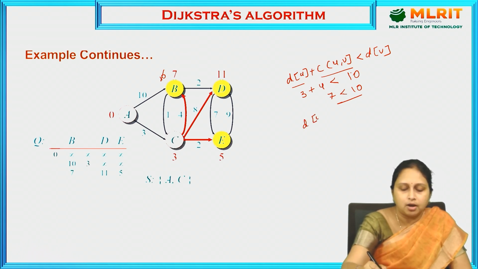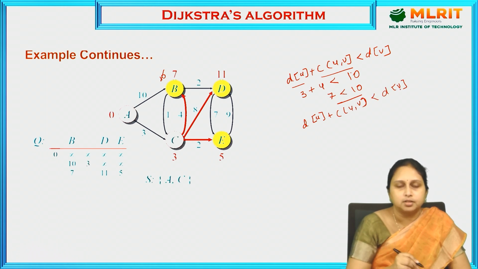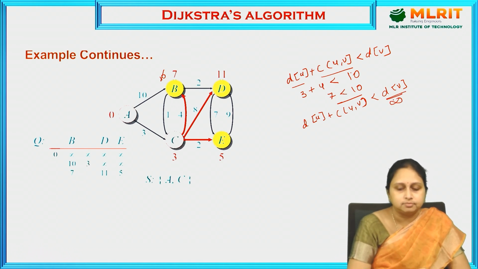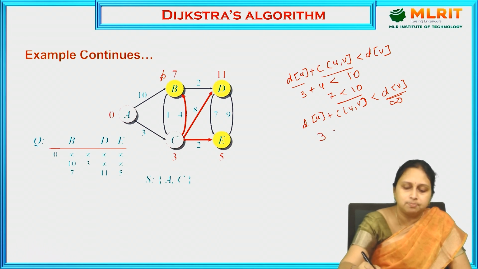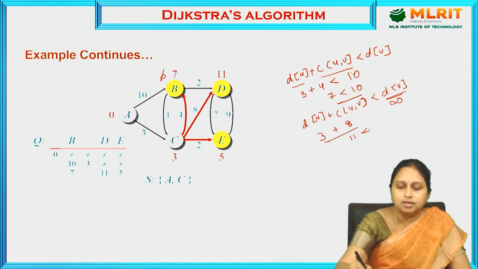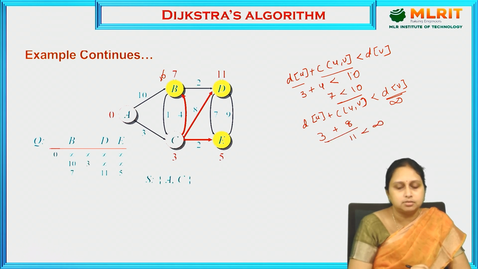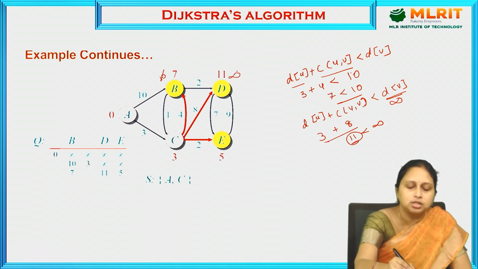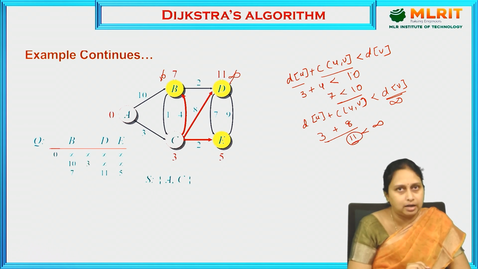Now from C to D we will check. D of U plus C of U comma V is less than D of V. Still we don't have any value here. Previously it was infinity. D of U is 3 plus cost of this one is 8. 8 plus 3 is nothing but 11. 11 is less than infinity, yes, this is the minimum value. So previously it was infinity, now we are going to replace it with 11.